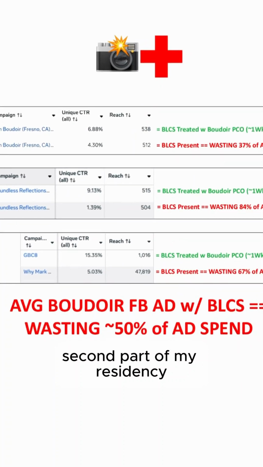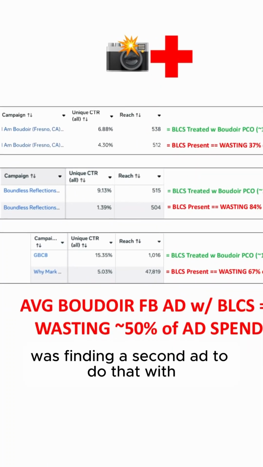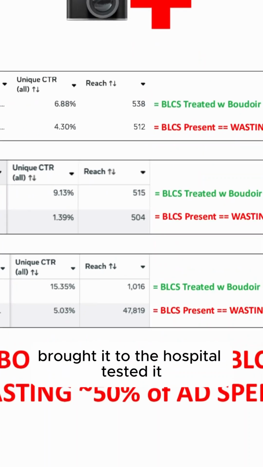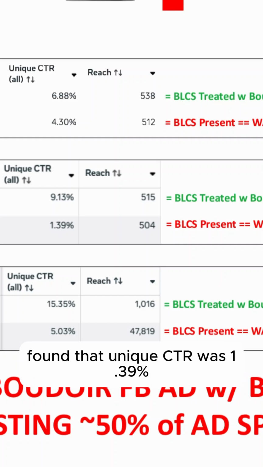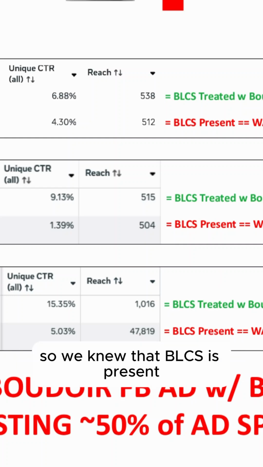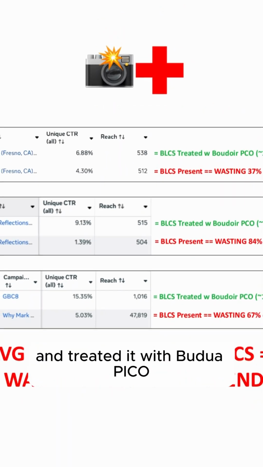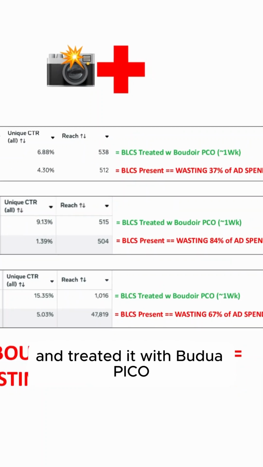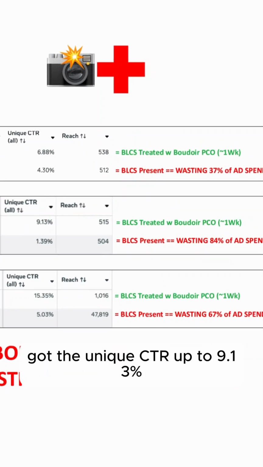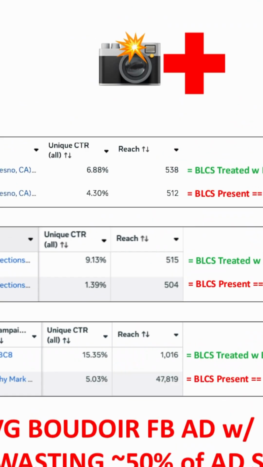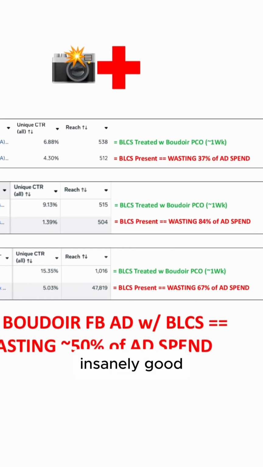The second part of my residency was finding a second ad to do that with. So I found another one out there, brought it to the hospital, tested it, and found its unique CTR was 1.39%. So we knew that BLCS is present. We duplicated that and treated it with Boudoir Pico, and got the unique CTR up to 9.13%. Insanely good.